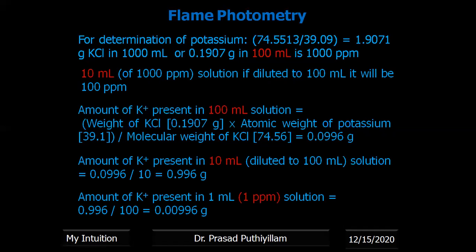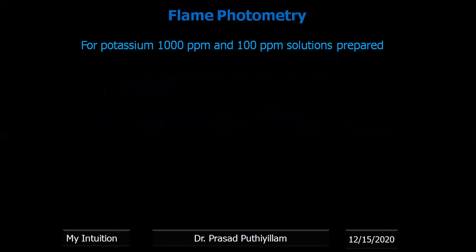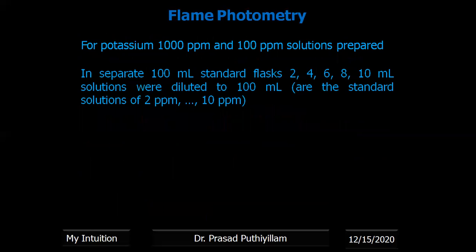And we need to find out the amount of potassium present in 1 ppm or 1 ml solution, which is required for the further calculation to determine the unknown solution's concentration or amount. Therefore, 1 ml solution will contain 0.996 divided by 100, that is 0.00996 grams of potassium.